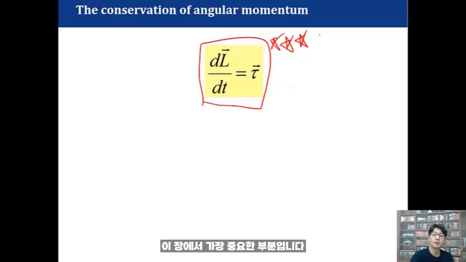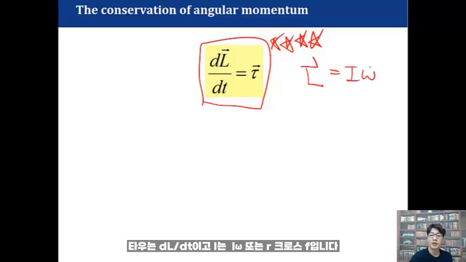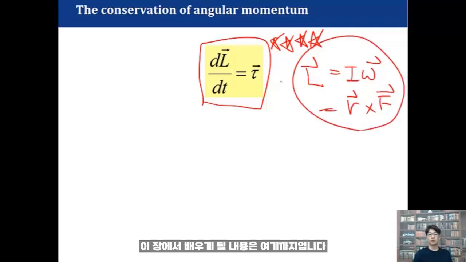This is the most important part in this chapter. Tau is dL/dt, and L is I omega or r cross p. This is all you will learn in this chapter.